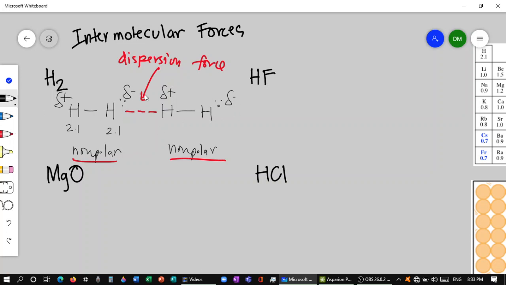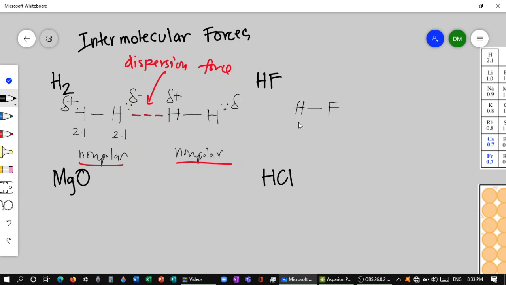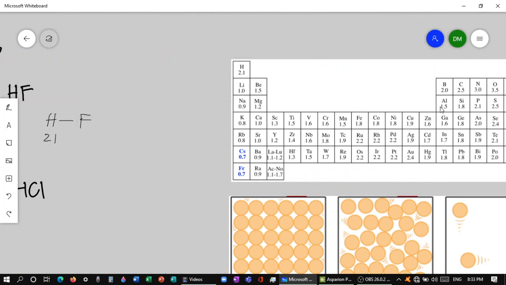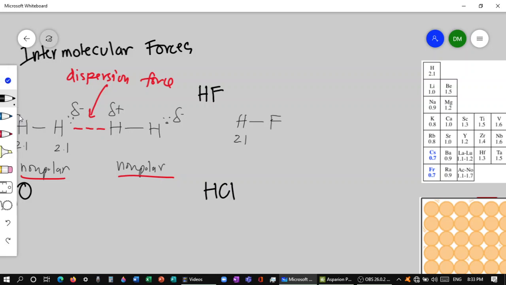Let's take HF. HF is composed of hydrogen bonded to fluorine. So here, hydrogen is a nonmetal, the same thing for fluorine. So this one is a covalent compound. In a covalent compound, they are sharing electrons. Now let's identify whether it's a polar or a nonpolar molecule. So hydrogen, the electronegativity is 2.1. And the electronegativity of fluorine is 4.0.